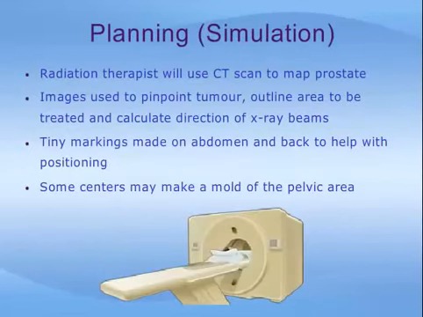Almost everyone who has external beam radiation therapy will have a planning session called simulation before treatment begins. A radiation therapist will use a CT scan to map the size, shape, and location of the prostate, which varies from one person to another. The images are used to pinpoint the tumor, outline precisely the area to be treated, and calculate the direction of the X-ray beams. A few tiny markings will be made on the patient's abdomen and back to help with positioning in the linear accelerator over the course of treatment. Some centers may also make a mold of the patient's pelvic area, called a cradle, to further assist with correct positioning.